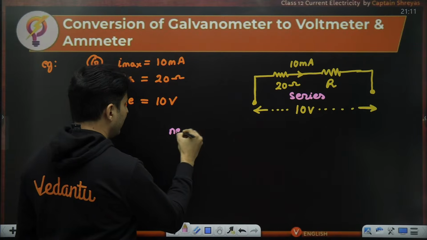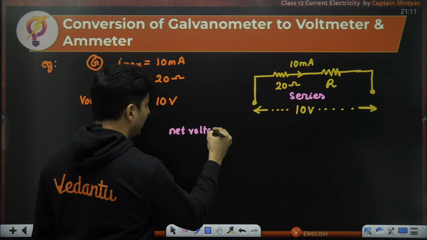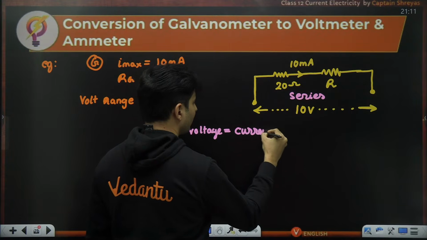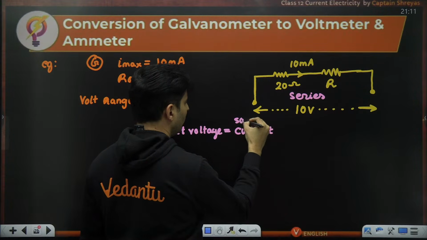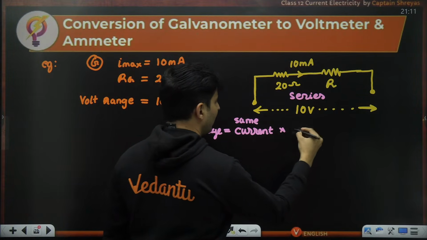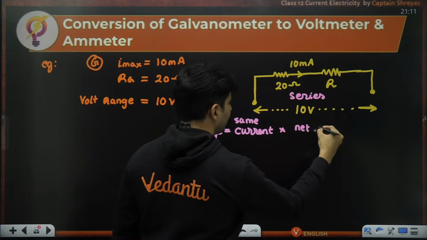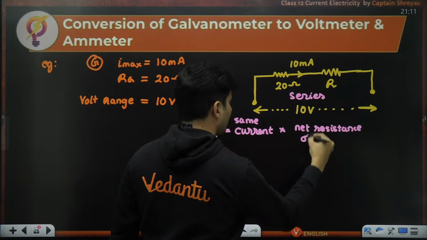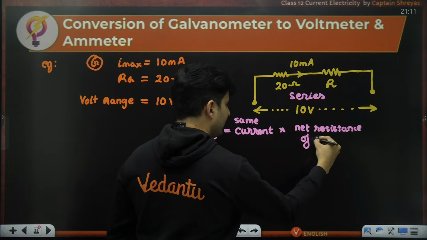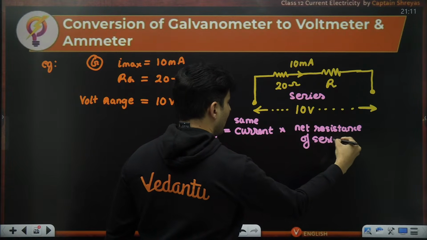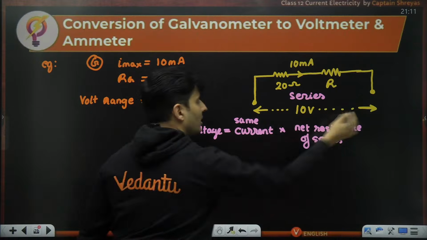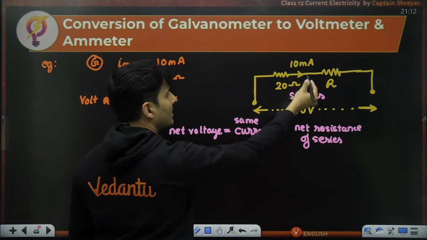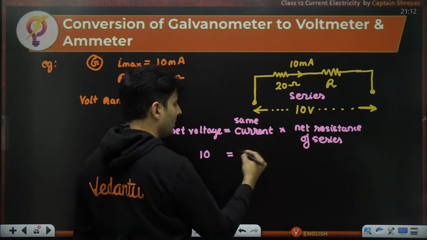So the net voltage is the current, which will be the same, since the same current will flow through them, multiplied by the net resistance of the series. So think carefully. What is the net voltage across both of them? Maximum that can happen is 10 volts. What is the current? That's the same in both of them in series.